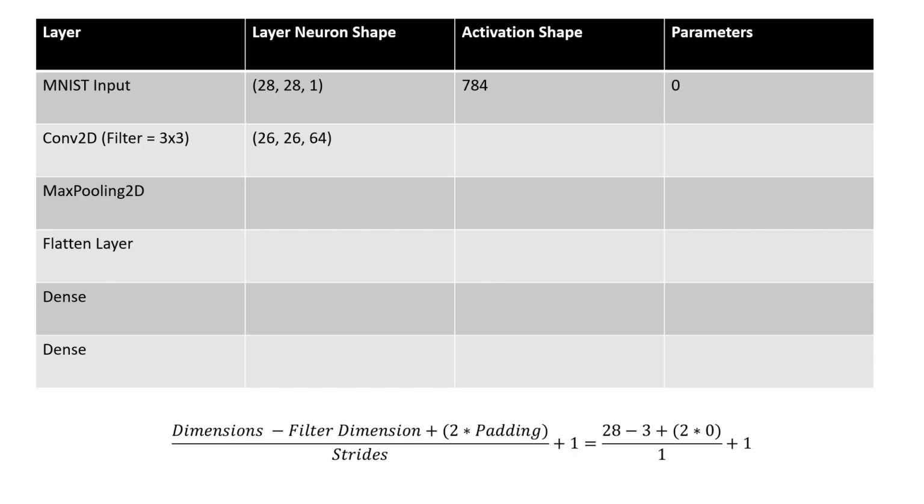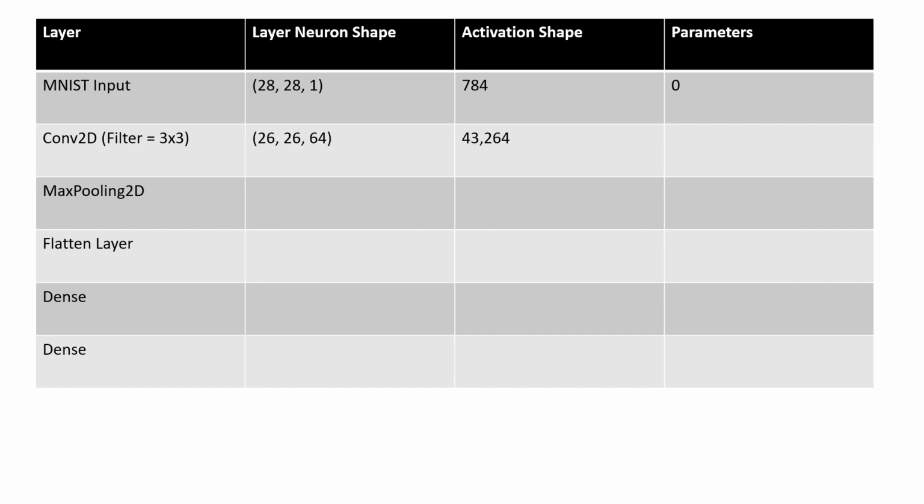So this is the formula, like I said: dimension minus the filter dimension plus 2 into padding. Padding was 0 for us, so that gave me a 26 by 26 image. So the 28 by 28 image was convolved into 26 by 26. The activation shape, if we multiply these things, becomes 43,264. This is the way it happens. So 26 into 26 into 64 is 43,264.